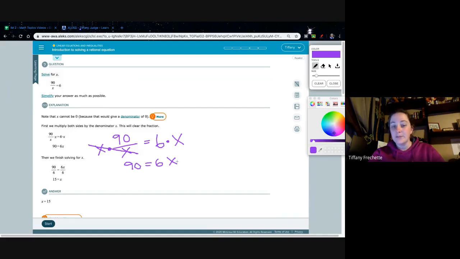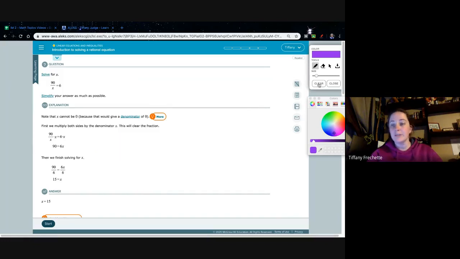Now I have to do division again because I have 6 times x. I don't want 6 times x, I just want x. So I need to divide this 6 away. The reason I'm dividing is because that's the opposite of multiplication. Then I have 90 divided by 6 is 15. And 6 divided by 6 cancels, any number divided by itself, the same reason we canceled this one. We have x. So that's how they got 15 there.